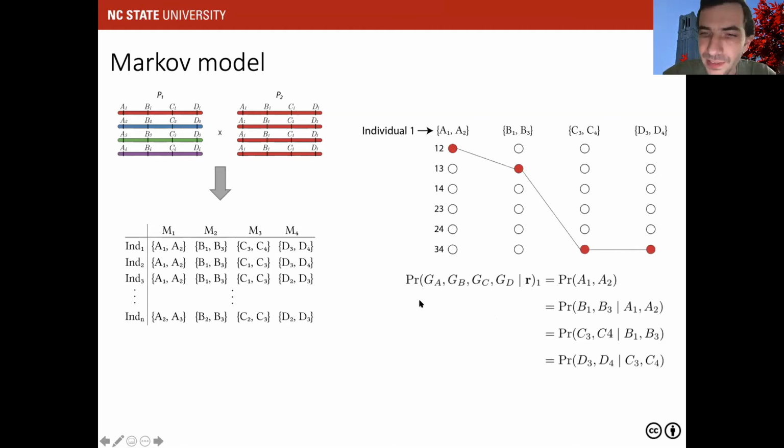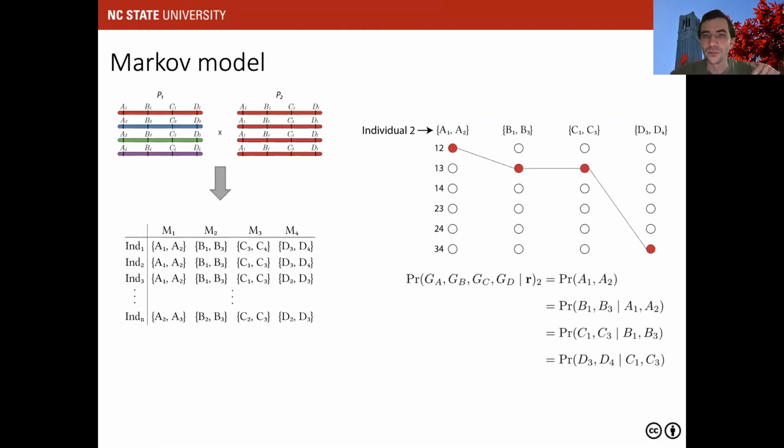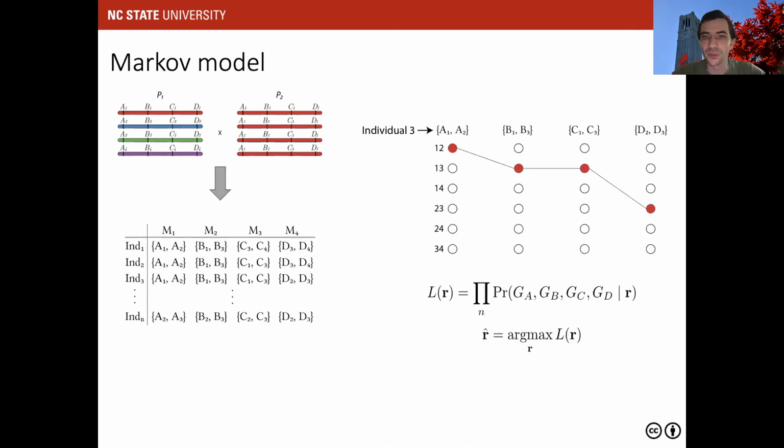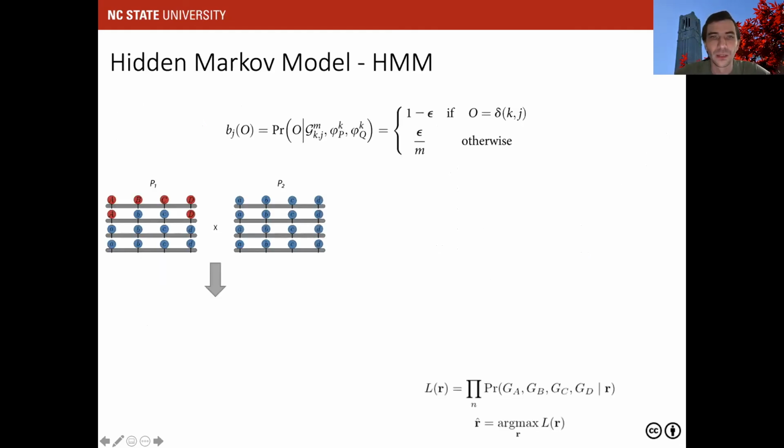And I can use that probability that I showed you in the previous slide to do this for all possible individuals in my population. And I can do the same trick of maximizing my likelihood and obtain a recombination fraction for the whole chain. So it's no longer just one specific value, it is a vector of recombination frequencies.